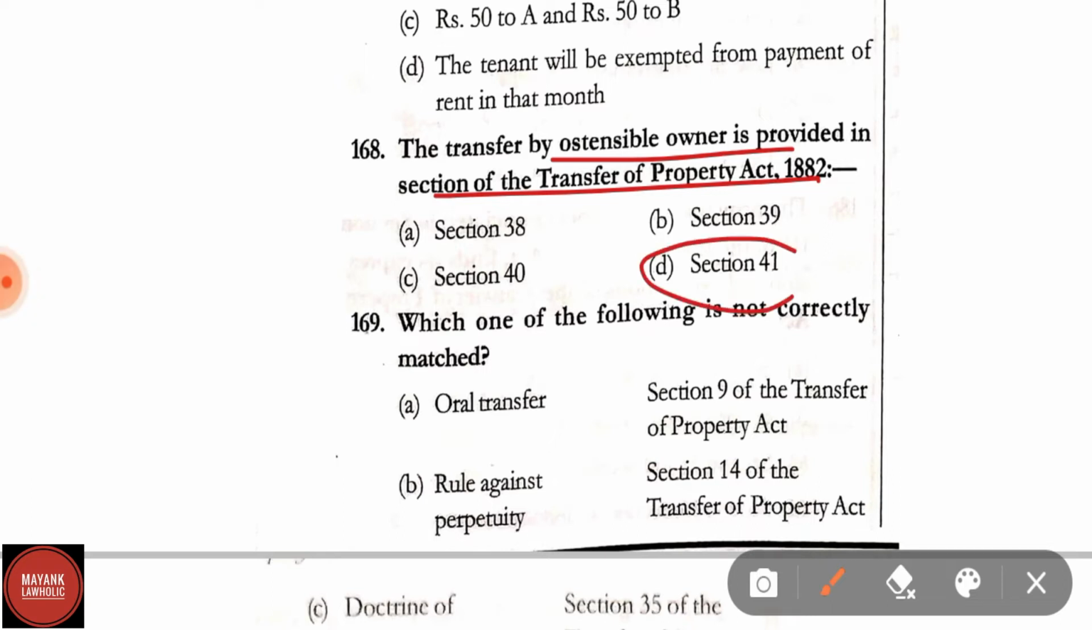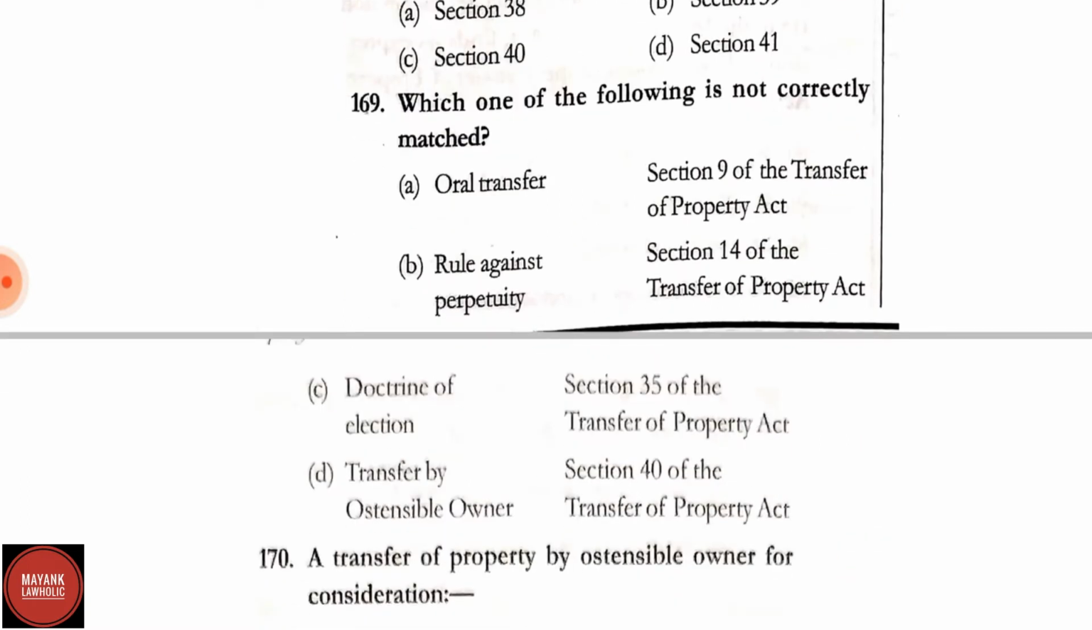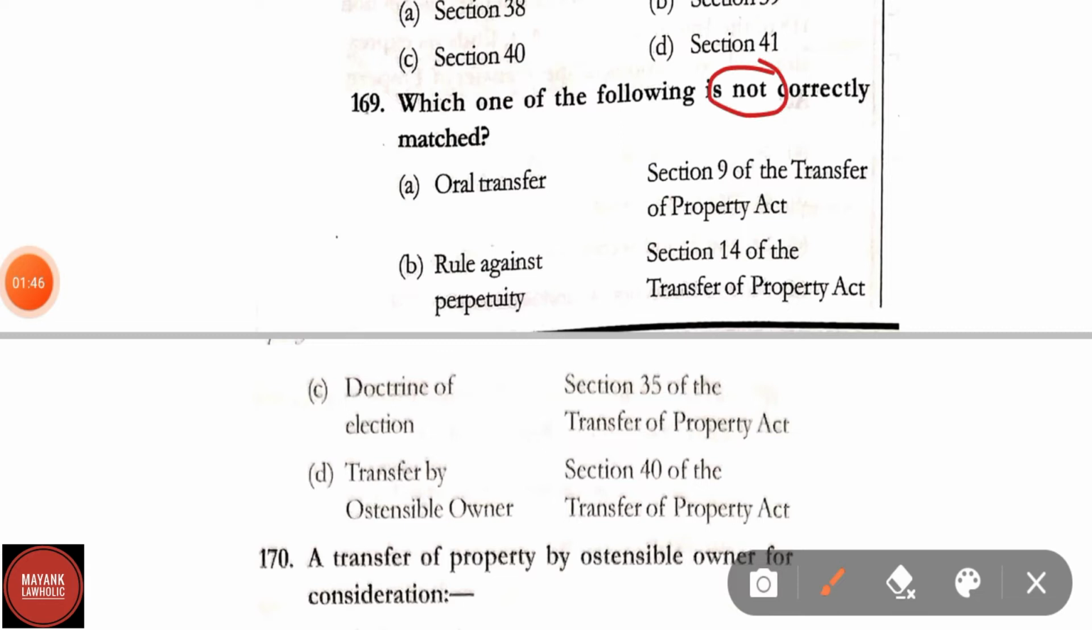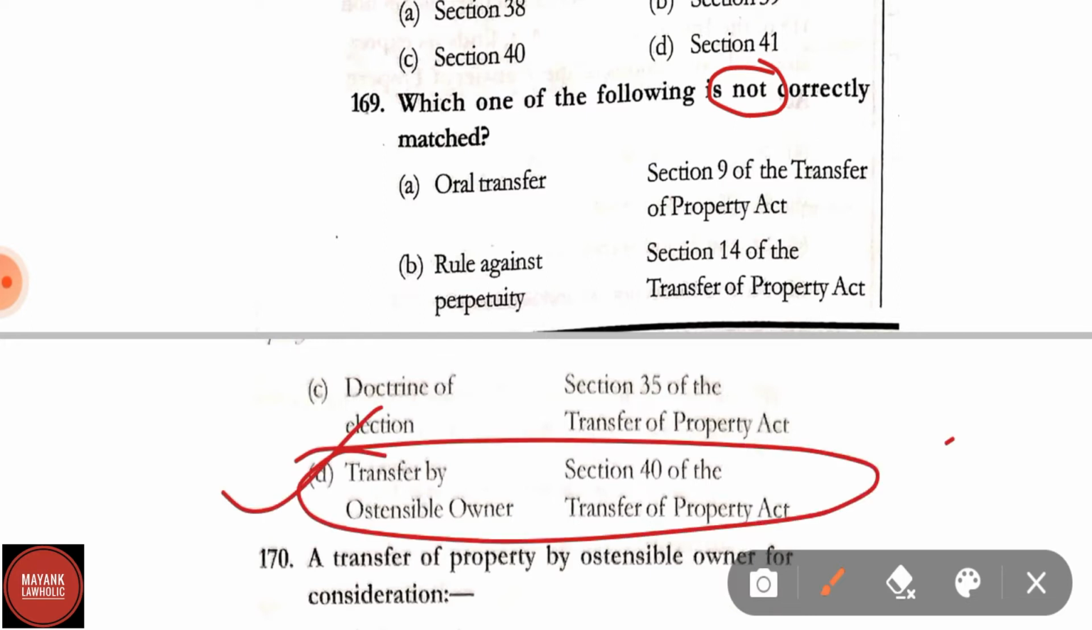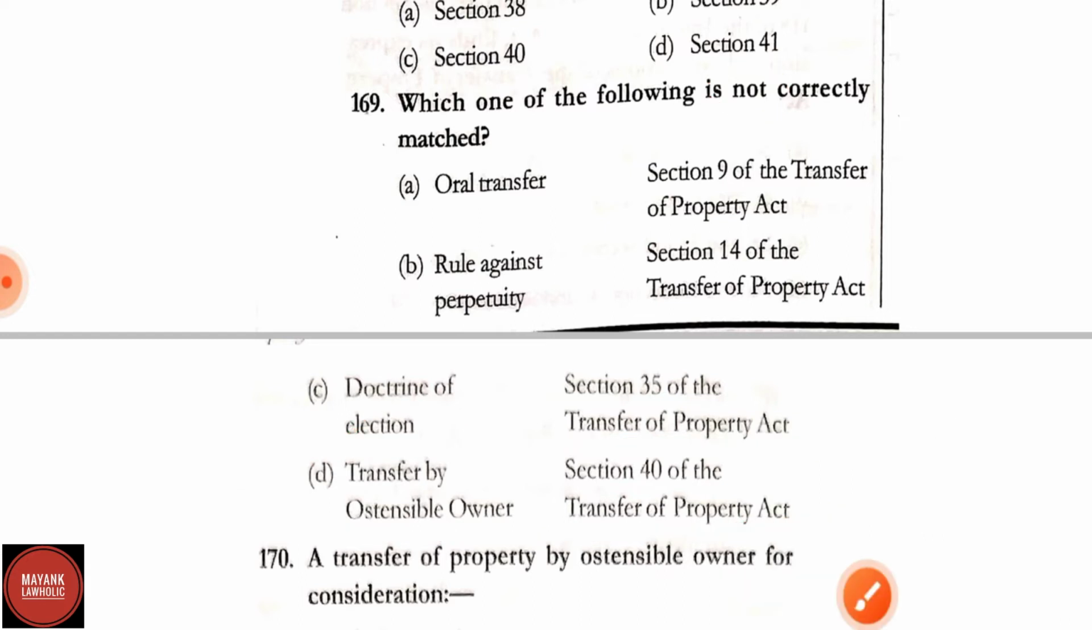Here the correct answer is option D, that is section 41. Question number 169. Which one of the following is not correctly matched? Options are: oral transfer, section 9 of TPA; rule against perpetuity, section 14 of TPA; doctrine of election, section 35 of TPA; transfer by ostensible owner, section 40 of TPA. Correct answer is option D, that is transfer by ostensible owner is not correctly matched.